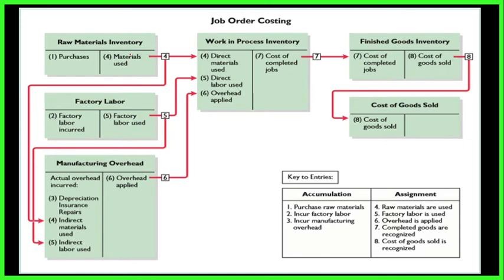Now, for our entries, there are two kinds of entries, no? You have the entries for accumulation and entries for assignment. When we say entries for accumulation, okay, these are your initial entries to record the cost incurred. Like, for example, purchase of raw materials, when you incur factory labor, or for example, when you incur manufacturing overhead, nandiyan naman yan, 1, 2, 3, okay.